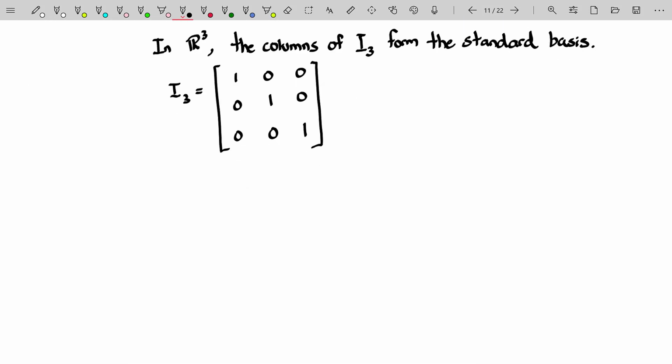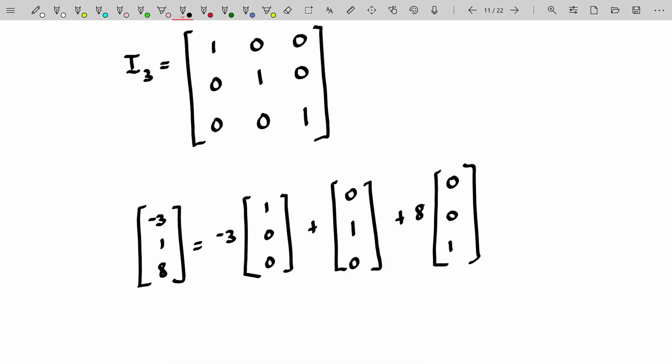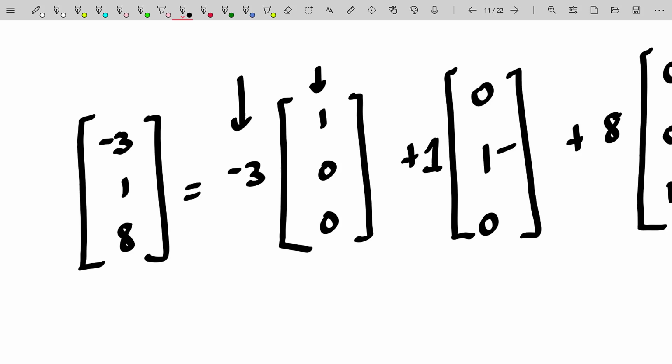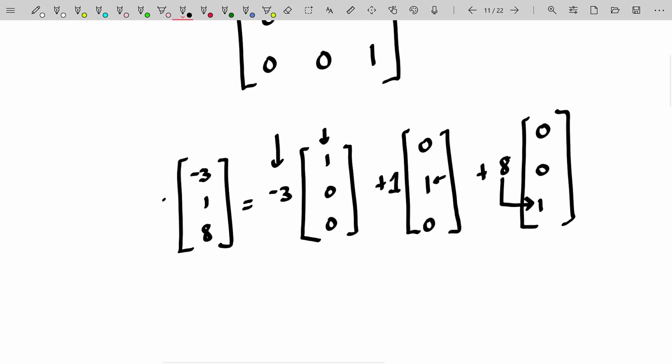For example, if you wanted to generate the vector in R cubed, let's just pretend -3, 1, 8, that can be written as a linear combination of the columns of the identity matrix as follows. The reason why we like the identity matrix, or basically the standard bases for Rn, is that it makes writing vectors in terms of those basis vectors easy. We know that we would go over -3 units in the x sub 1 direction, we'd go over 1 unit in the x sub 2 direction, and we would go over 8 units in the x sub 3 direction to arrive at this vector right here. Very, very easy to understand.